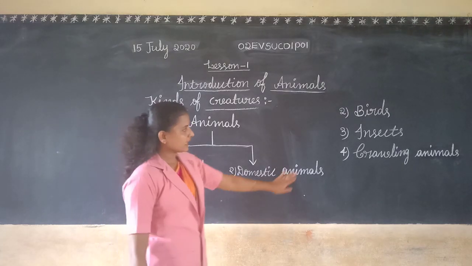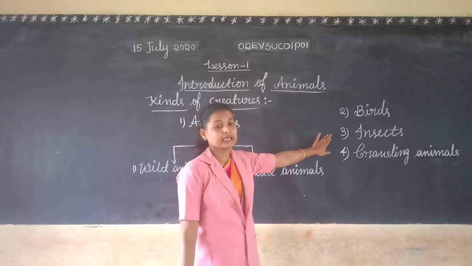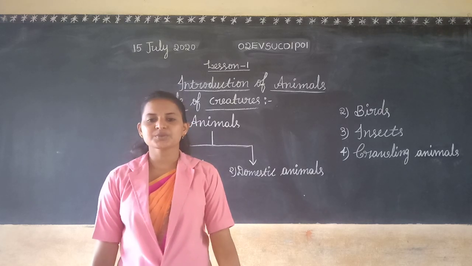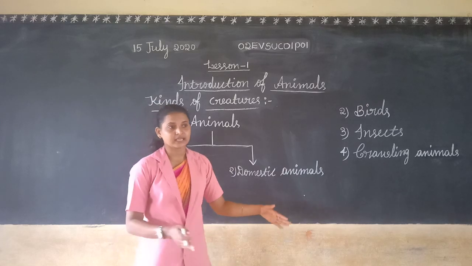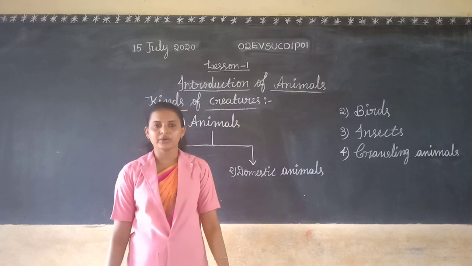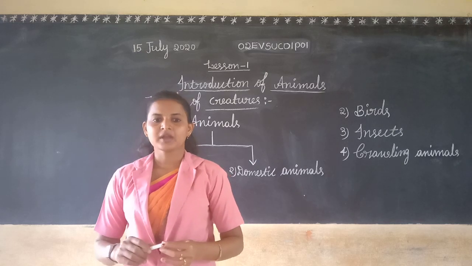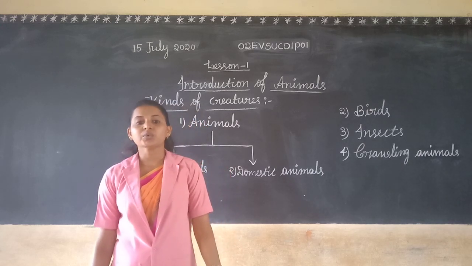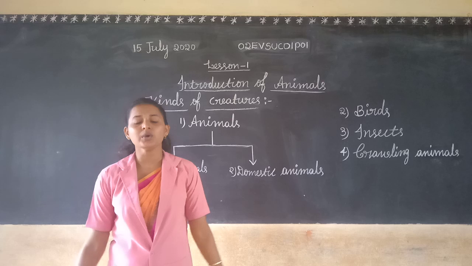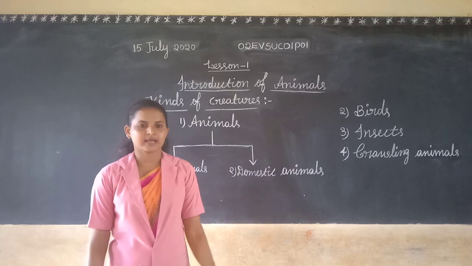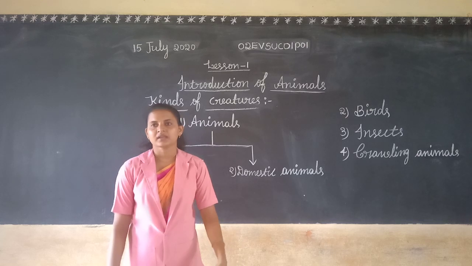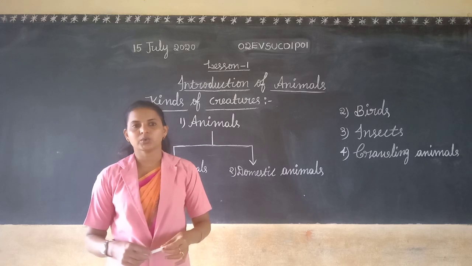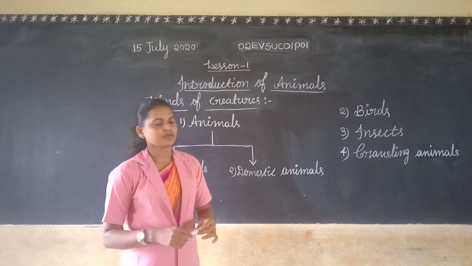Next, third one, insects. Insects are very small creatures. The body of these animals is very small. All insects have 6 legs. They usually have 2 pairs of wings. For example, cockroach, honeybee, grasshopper, butterfly, housefly, lizard, mosquito, etc. These are some of the insects.